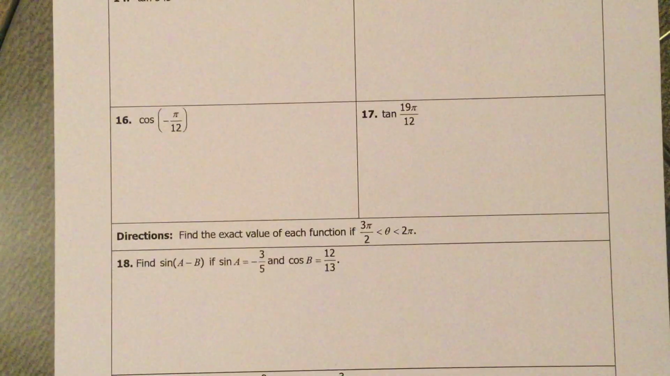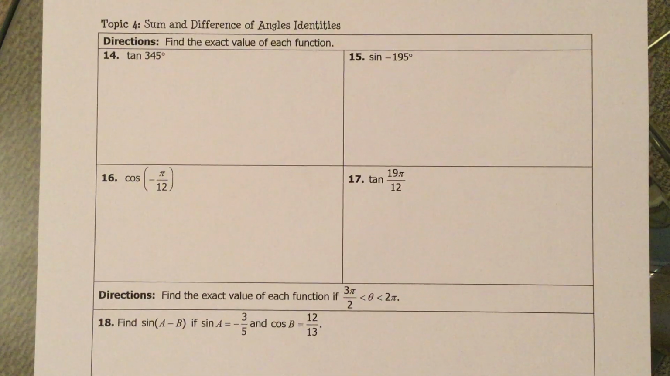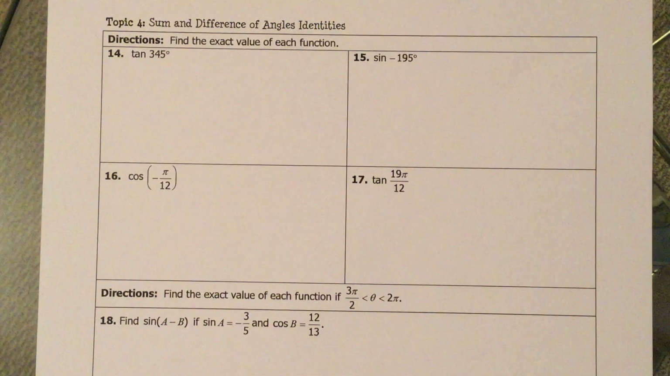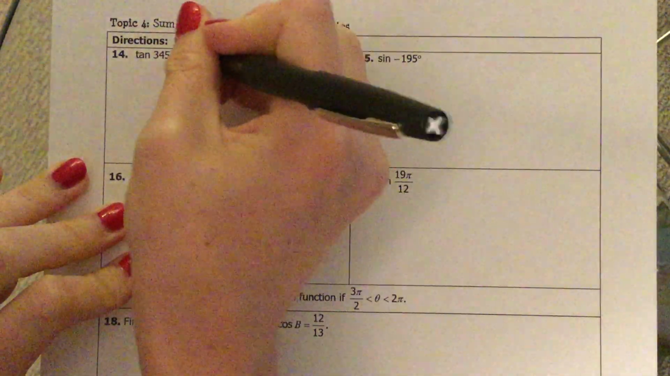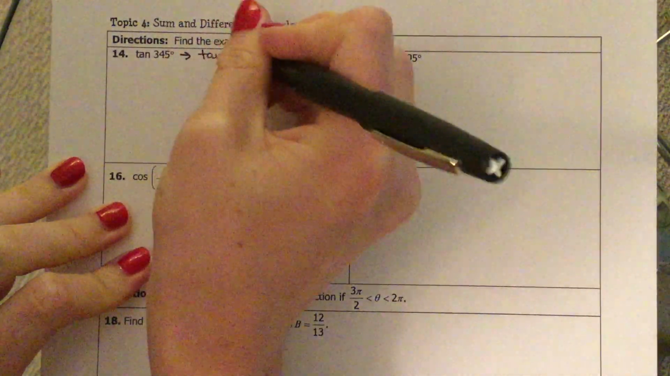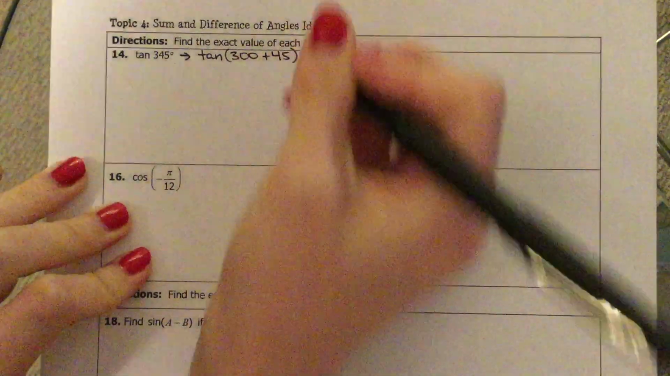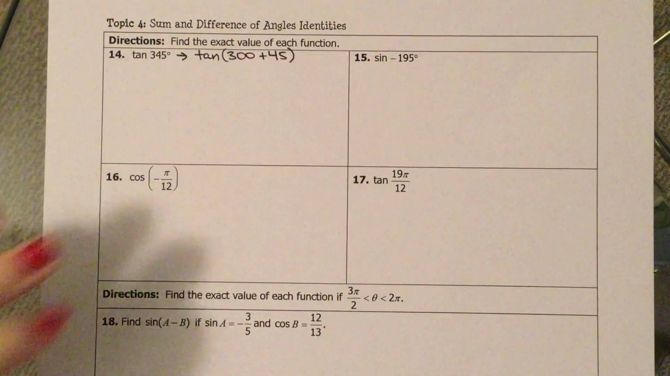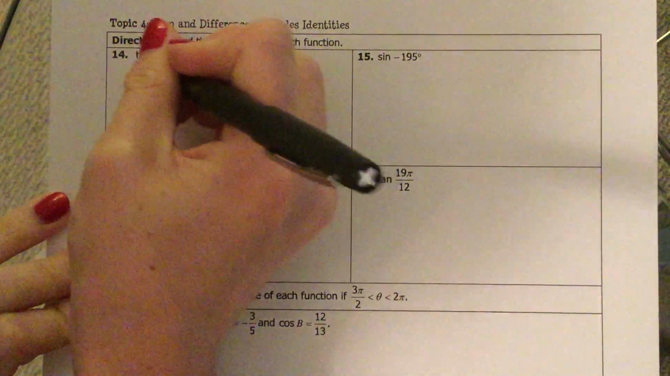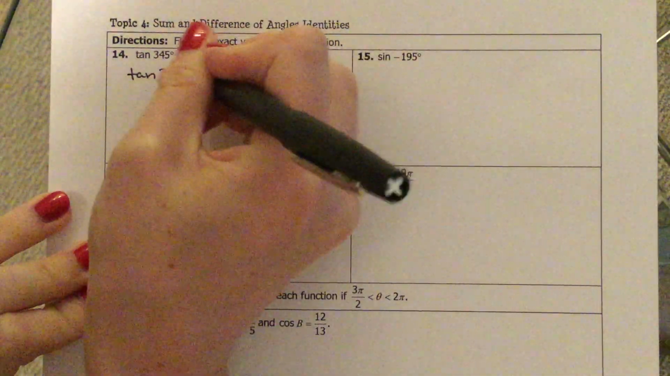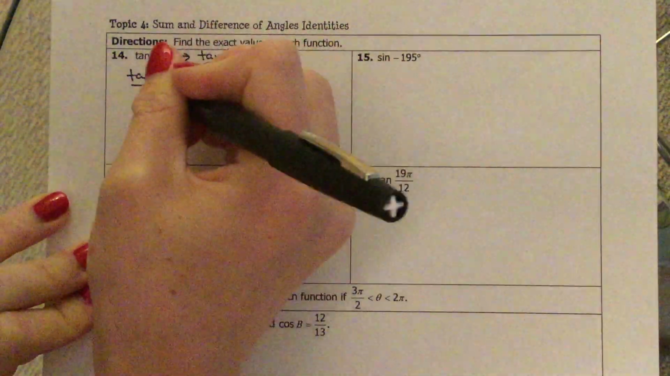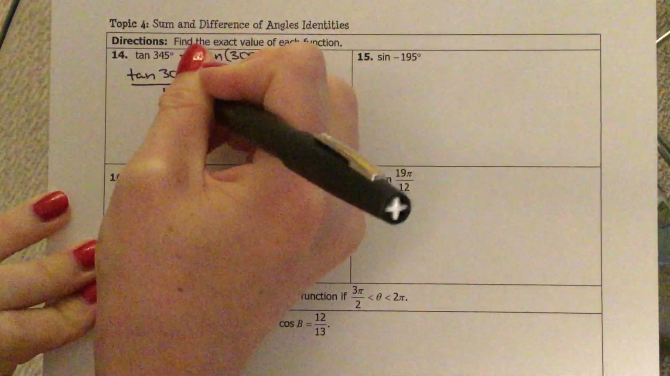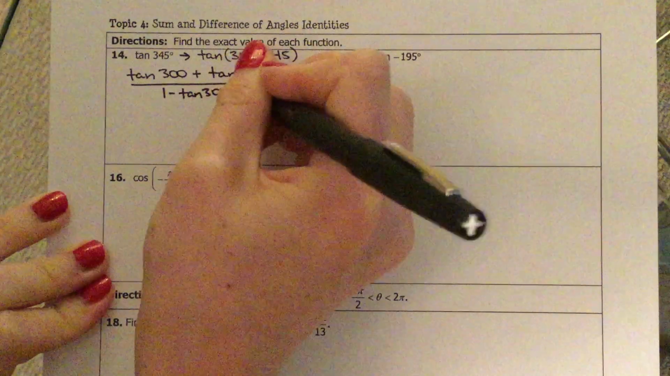Next, topic 4, we've got these sum and difference identities. With these ones, you want to figure out how you can use unit circle values to rewrite whatever angle they have there. So 345, and remember, there are multiple options. I'm just going to use the first one that pops into my head. So I'm going to go 300 plus 45. All right, so your tangent formula, this is the sum formula, you have the tangent of A plus the tangent of B, and then in the denominator, you have 1 minus the tangent of A times the tangent of B.